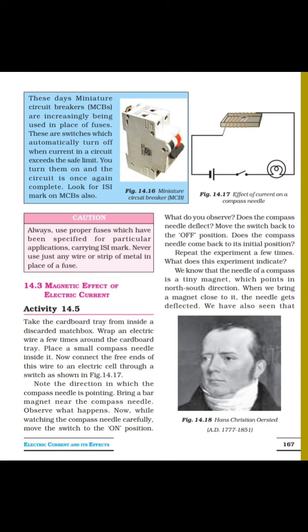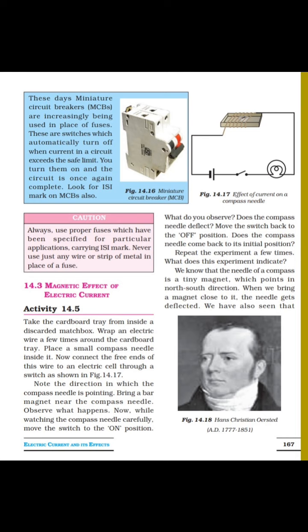Up to activity 14.5 we covered in the last period. Today we will see the remaining part of this chapter. Now see our next point, magnetic effect of electric current. In the last period we learned about the heating effect of electric current. Now we will learn about the magnetic effect of electric current. How the magnetic effect is produced and how it will be useful for us, we will see in this point.